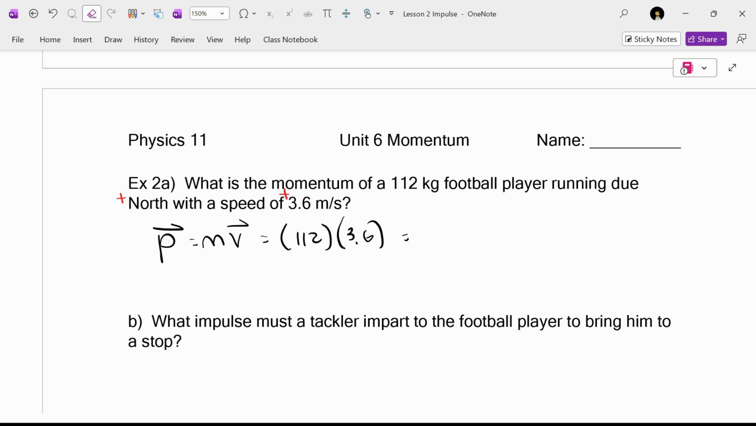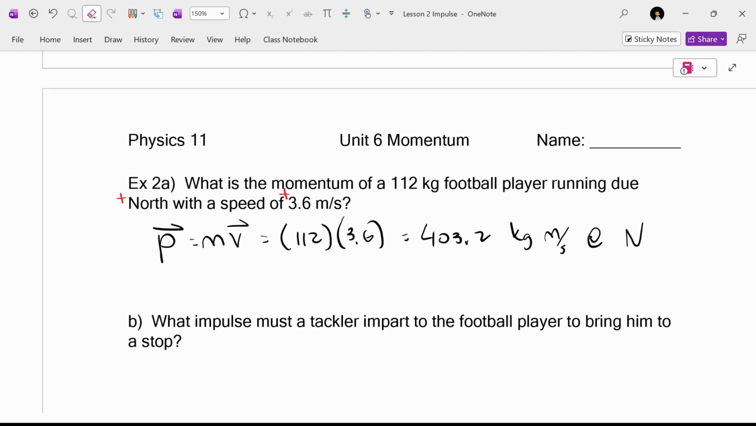400 something. Yes? He's a little more than 400, I think. 403.2 units. Of course, it's kilogram meters per second. And if they had asked for a direction, I would say north. So this football player is running north.